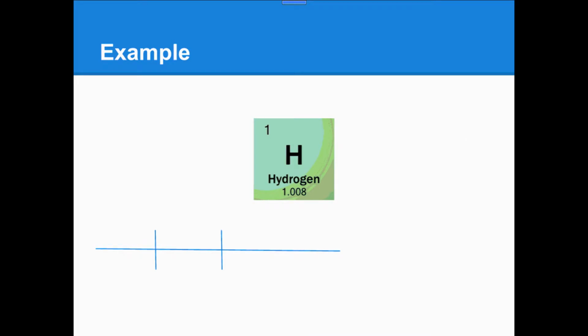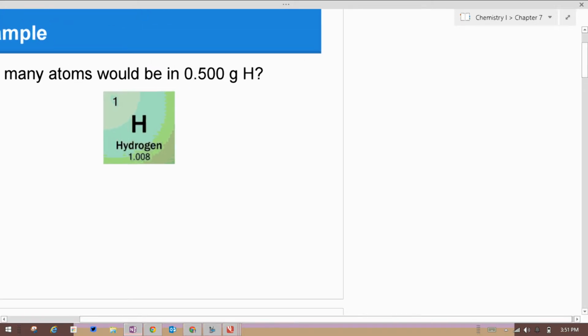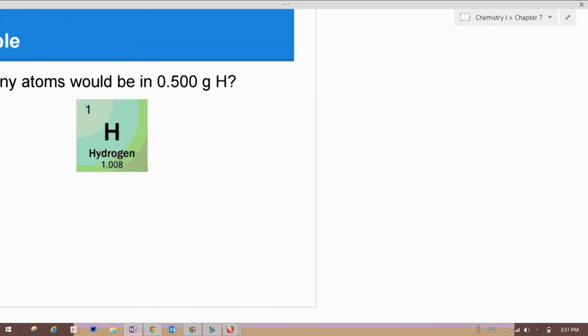So I've got some example problems. I'm going to switch over here to OneNote so I can write on the page. What if I'm asked how many atoms would be in 0.500 grams of hydrogen? Well, first I'm going to come over here to the margin, and let's just write down what we just learned.